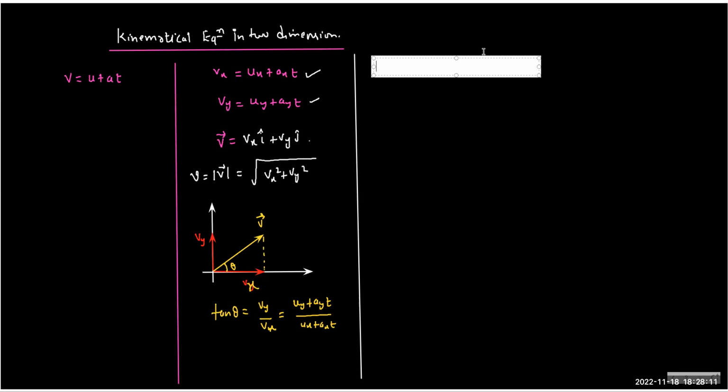So we can write that, okay, here. The resultant velocity always remains tangent to the path or trajectory of the projectile.